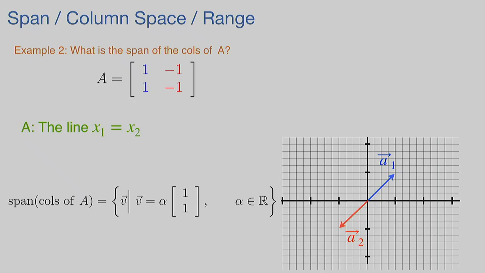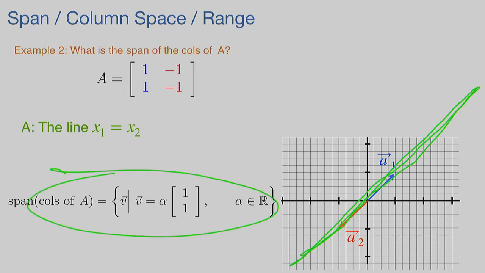And so the answer here is that it's the line where x1 equals x2. That is the span of the columns of A. This line that satisfies x1 equals x2 is the span of the matrix. So this one-dimensional line is the span of the columns of the matrix A. Does that make sense? That's a mathy way of writing the same thing. That's a graphical way of writing the same thing. And in words, the span of the columns of A. Okay.